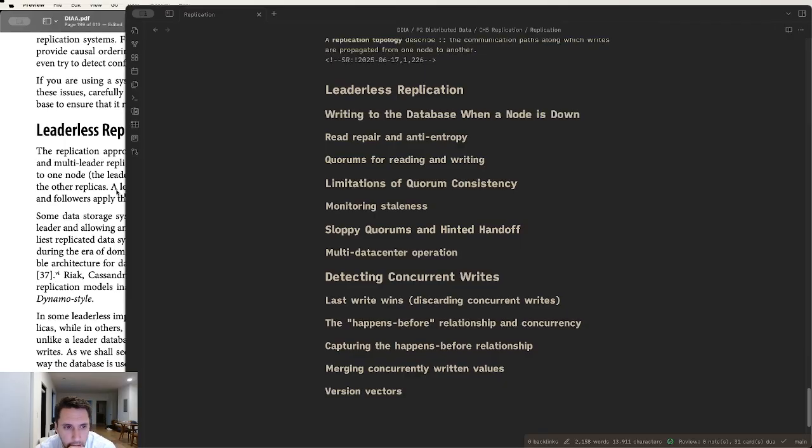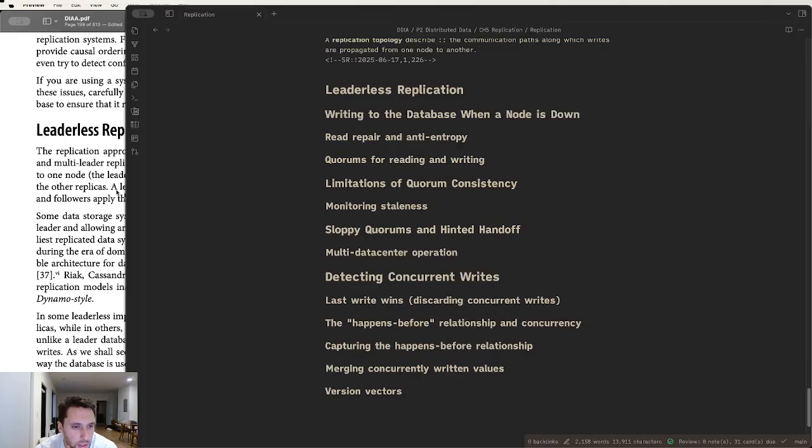Well, some of the earliest replicated data systems were leaderless, but the idea was mostly forgotten during the era of dominance of relational databases. It once again became a fashionable architecture for databases after Amazon used it for its in-house Dynamo system. Dynamo style.